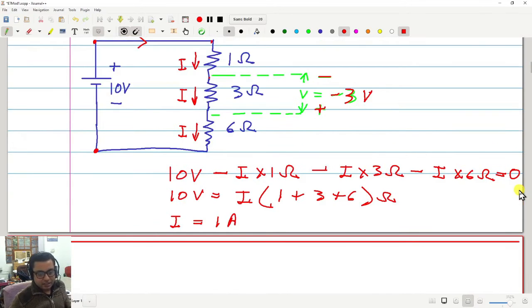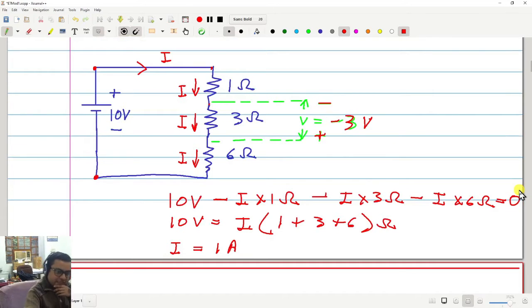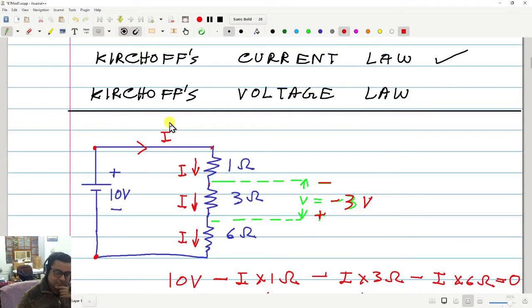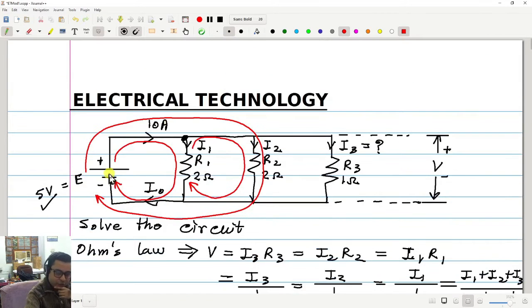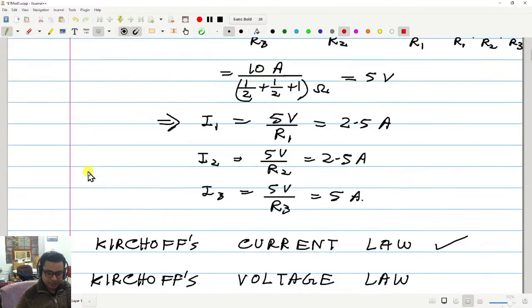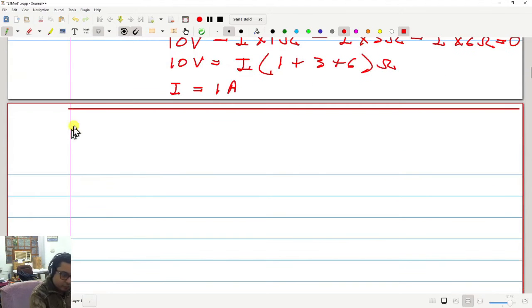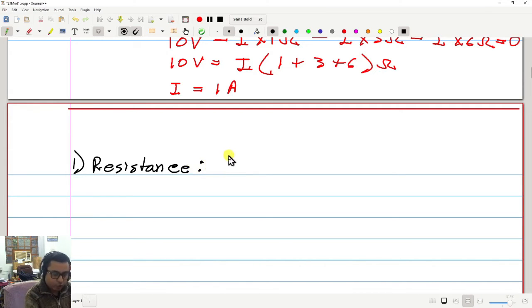Okay, now in these simple circuits, we have basically two types of elements, resistance and a source. So we have two elements so far. One is resistance. So let us talk about the properties of a resistance. The properties of a resistance are given by Ohm's law.